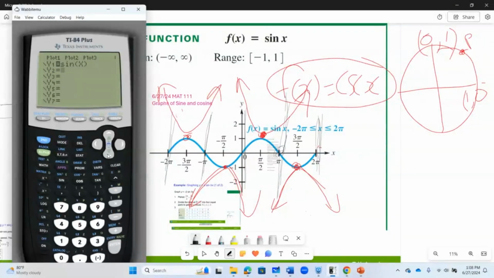So now go to y2, and I will just say 1 divided by y1. I know that cosecant is in my catalog, but that's not what I want to type in here. I tell my calculator to put in the function y1. That's what I just did.